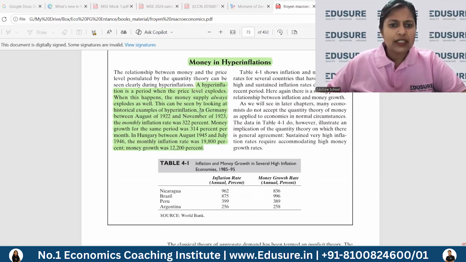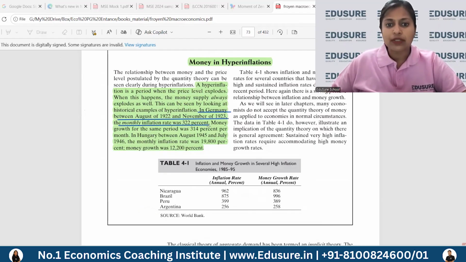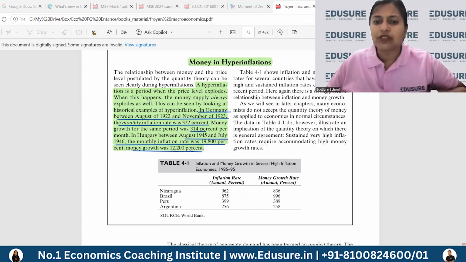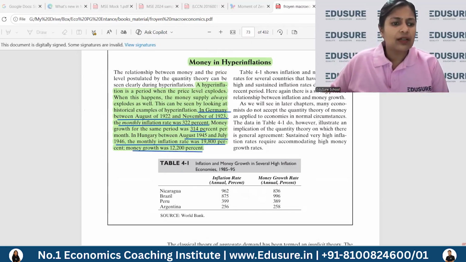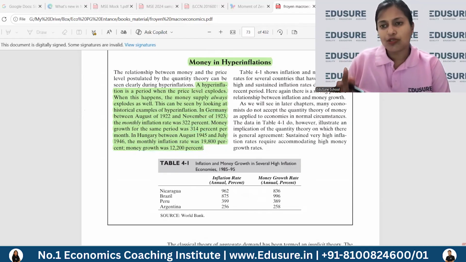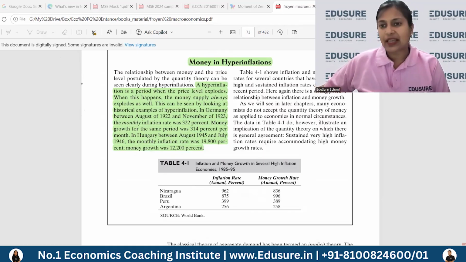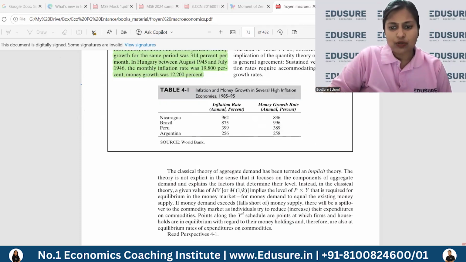So data has shown that in Germany, between August 2022 and November 2023, the monthly inflation rate was 322%, and money supply growth in that same period was 314%. Similarly, in Hungary, between August 1945 and July 1946, inflation was 19,800% and the money growth was 12,200%. So money growth and price rise, hyperinflations have always gone hand in hand, which is why the theory also had merit empirically. Milton Friedman has a very famous line that inflation is always and everywhere a monetary phenomenon. So that has been clearly shown by the data also.